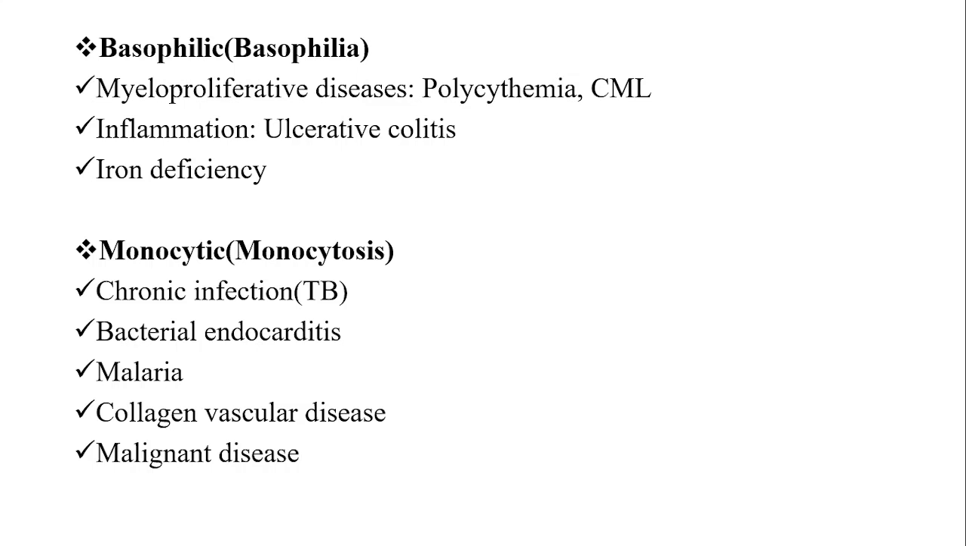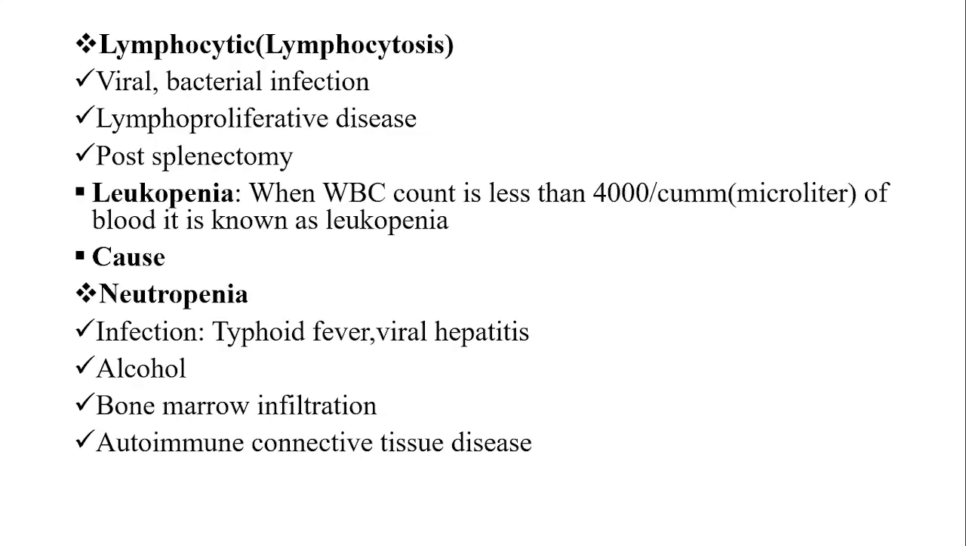And monocyte or macrophage is increased in any type of chronic inflammation or chronic infection. The purpose that was first initiated by neutrophil will be continued by macrophage. So it will also be increased in bacterial endocarditis, malaria, collagen vascular disease, malignant disease, because all of these diseases are chronic diseases. Now the cause of lymphocytosis: any type of viral or bacterial infection, lymphoproliferative disease, splenectomy will increase the count of lymphocytes. Now leukopenia.